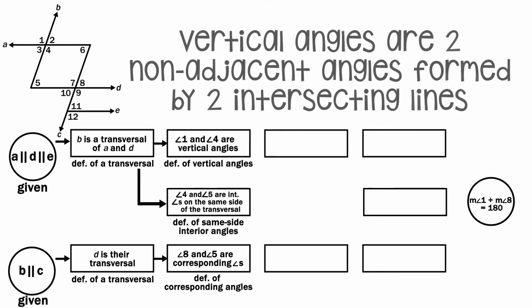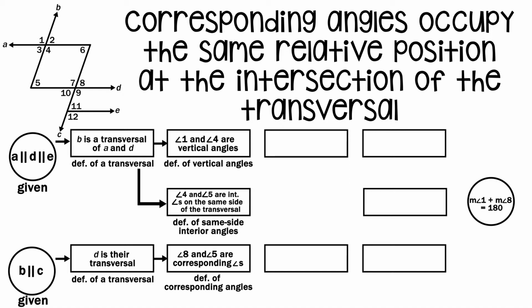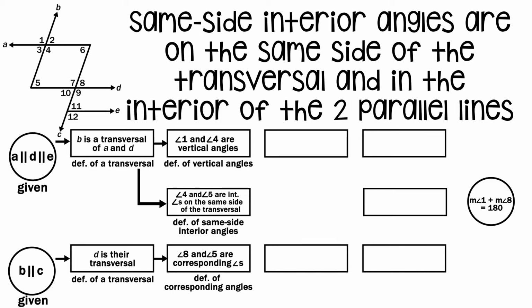Vertical angles are defined as two non-adjacent angles formed by two intersecting lines. Corresponding angles are two angles that occupy the same relative position at the intersection of the transversal. And same-side interior angles are two angles that are on the same side of the transversal and on the interior of the two parallel lines.